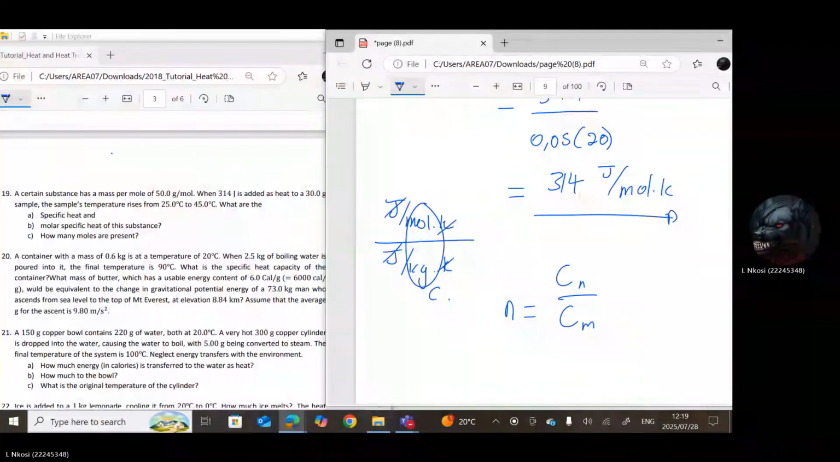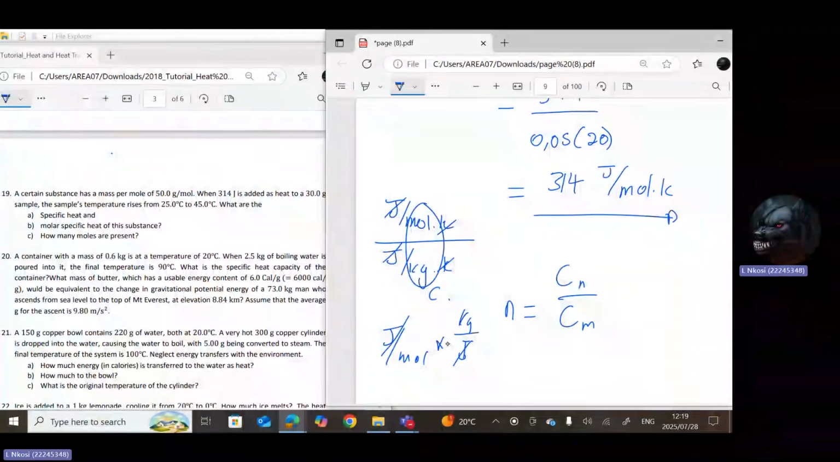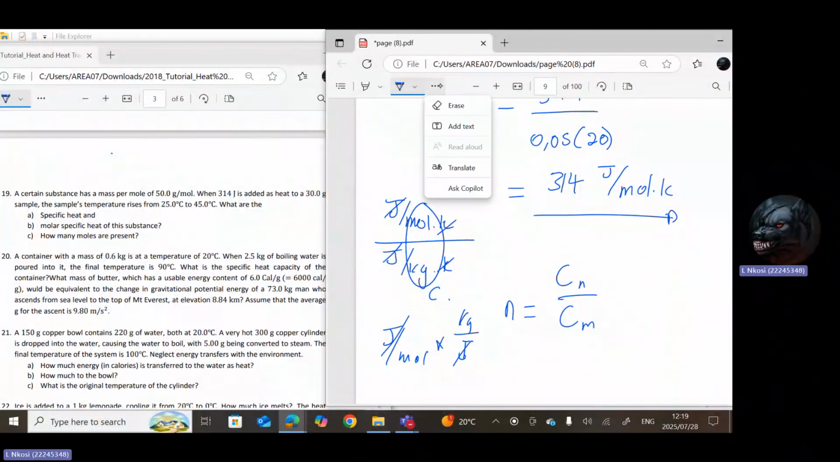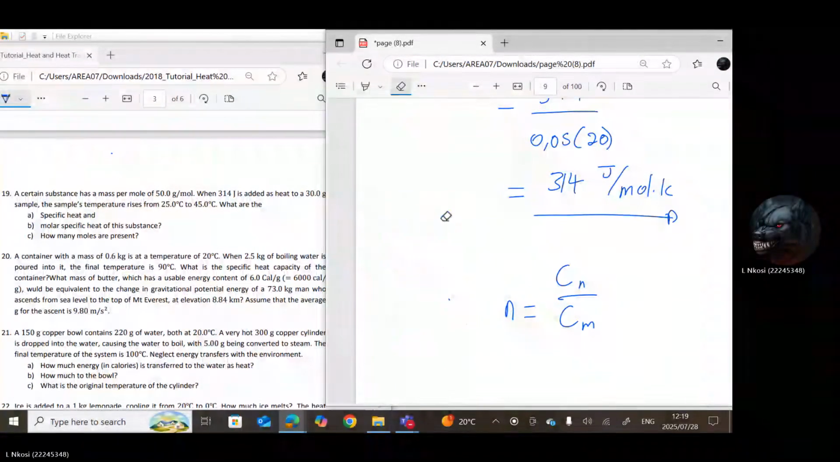So I think we should divide, because this is over. So it's joules per mole times kilogram per joule, which gives kilogram per mole. Yes, divide that.